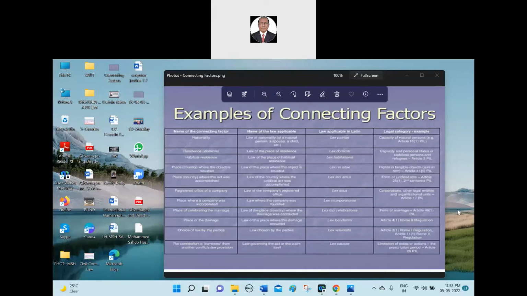Choice of law by the parties. What is the connecting factor in private international law? Choice of law by the parties. Of course, choice of the parties of the jurisdiction, we can say lex fori. Choice of the forum. Forum convenience also we can say. But here they say choice of law by the parties. In Latin terminology, even though it is a new word to me also, lex voluntatis. L-E-X, space, V-O-L-U-N-T-A-T-I-S. Voluntatis. Lex voluntatis. Repeat.